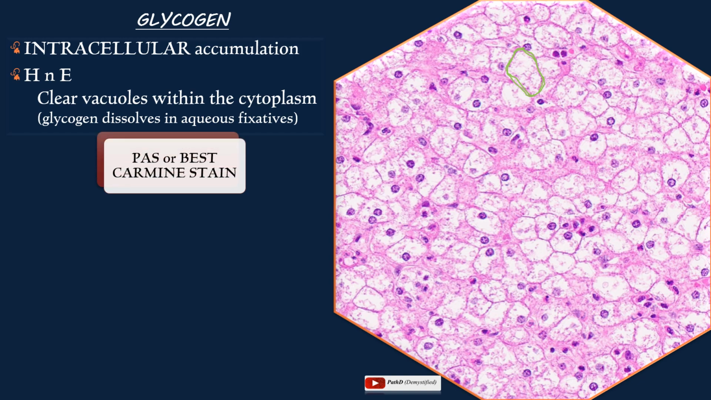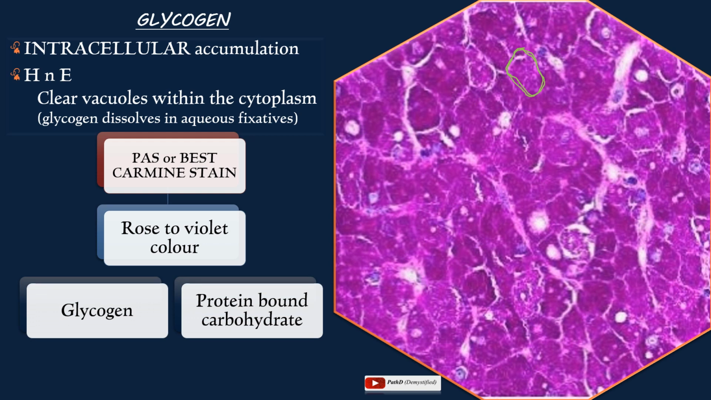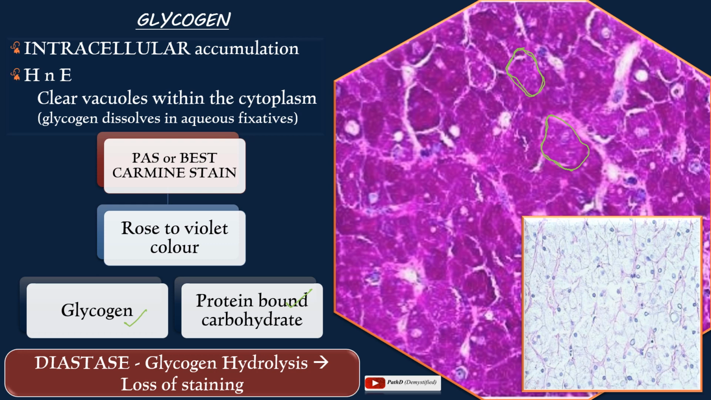So we do special stains, that is periodic acid Schiff stain or Best carmine stain. When we do this stain, it tends to stain the carbohydrate a rose or violet pink color. Now, it stains carbohydrates; it can either be a protein bound carbohydrate or it can be glycogen. So how do you differentiate whether it is indeed glycogen and not a protein bound carbohydrate? Now, what will I do? I will treat this section again with something called diastase. And when I treat with diastase, diastase leads to hydrolysis of glycogen and dissolves the glycogen, which leads to loss of staining of this rose and violet color, and again there is appearance of clear vacuoles, indeed telling you that this is glycogen and not a protein bound carbohydrate.